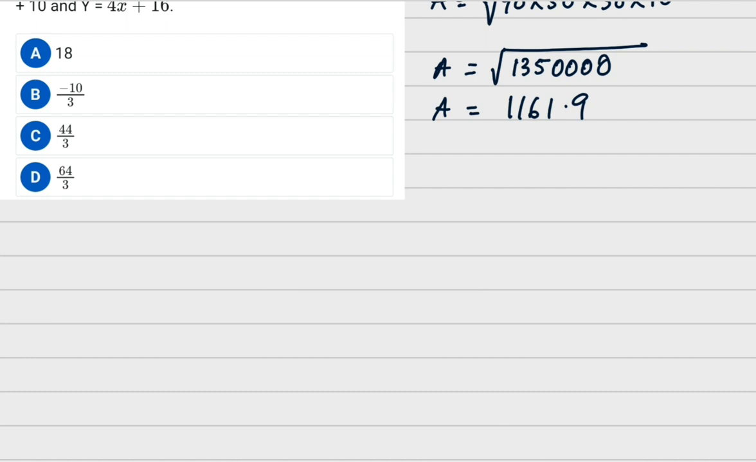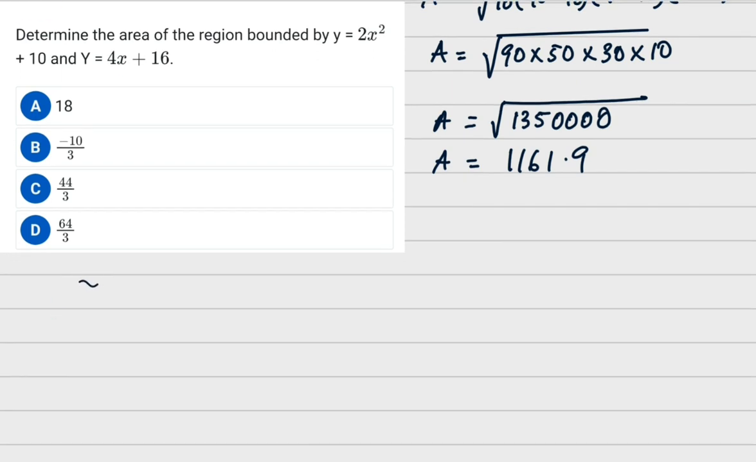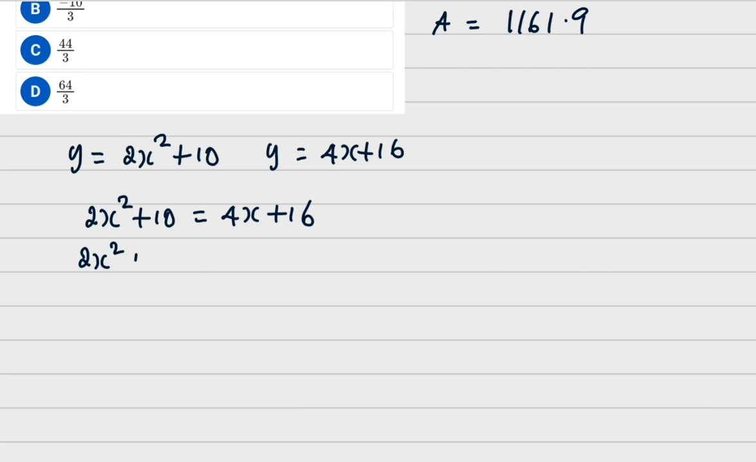Now first, we need to find the lower and upper limit. So what we are going to do to find the lower and upper limit is, we know that y is equals to 2x squared plus 10, and we also know that y is equals to 4x plus 16. So this will now tell us that 2x squared plus 10 is equals to 4x plus 16. Rearranging it, you have 2x squared plus 10 minus 4x minus 16 is equals to 0.